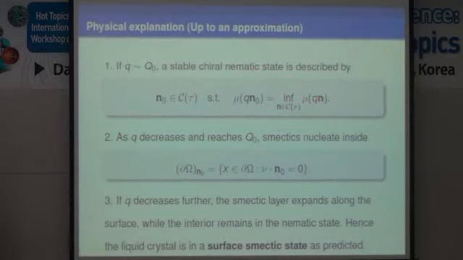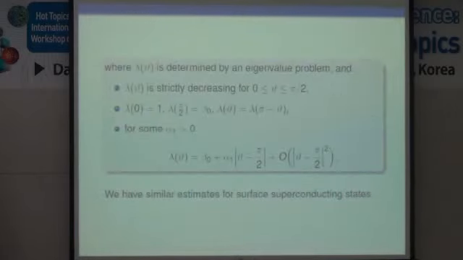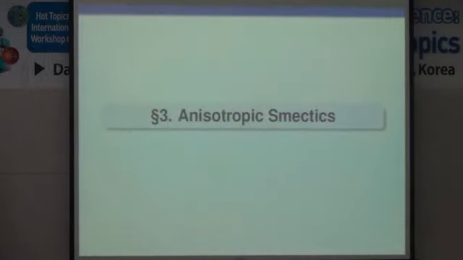Then if you let the wave number decrease and reach some critical value, we observe smectic nucleation inside the boundary layer where n is tangential to the boundary. What is n? n is a stable nematic, tangential to the boundary. And if q is reduced further, smectic layers expand along the surface, and the interior remains nematic. Very similar to the surface superconducting state. So let me skip the proof and go to the third part.